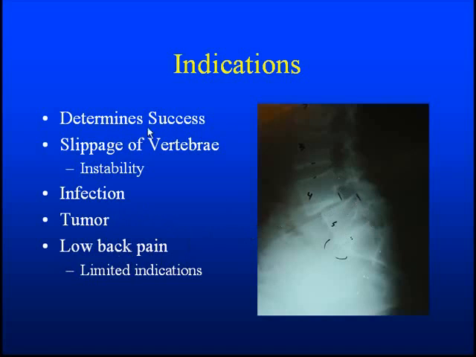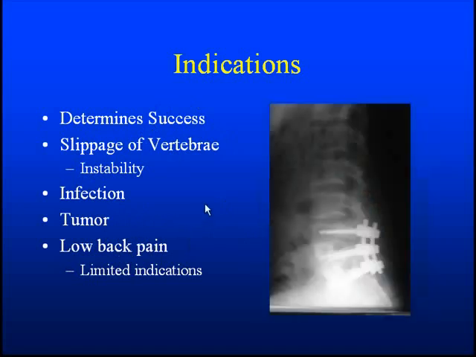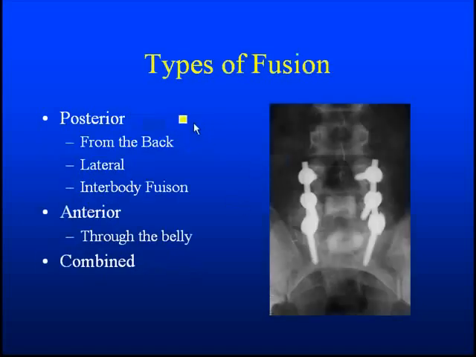Indications are important because they determine the success of the surgery. The most successful surgeries are done for the slippage, infection, or tumors. Low back pain is a bit more unpredictable. Here we can see a fusion that has been done, where screws have been placed and bone graft has been placed in between the vertebrae.